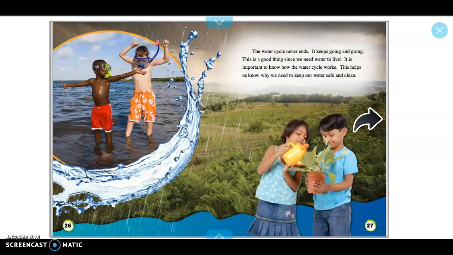The water cycle never ends. It keeps going and going. This is a good thing since we need water to live. It is important to know how the water cycle works. This helps us know why we need to keep our water safe and clean.